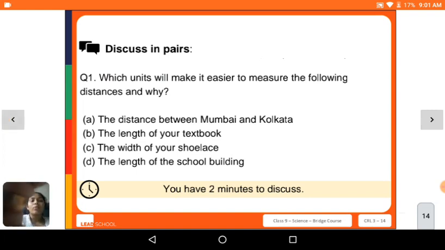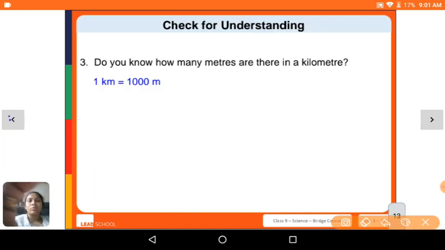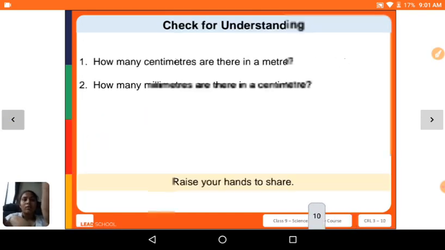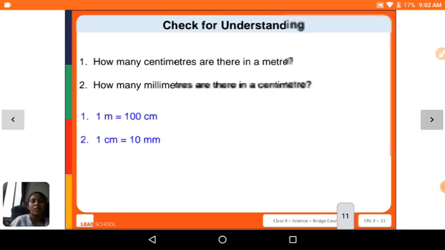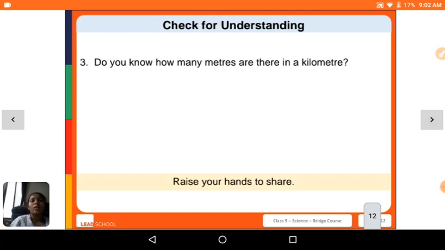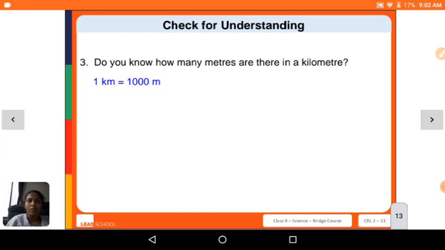Now you write all this, 1, 2, 3 questions. Here, how many centimeters are there in a meter, how many millimeters are there in a centimeter, and how many meters are there in a kilometer. Write these three questions in your notebook. This is the first homework.